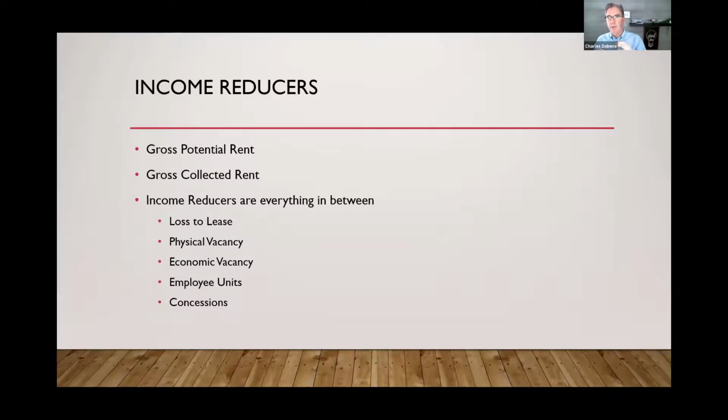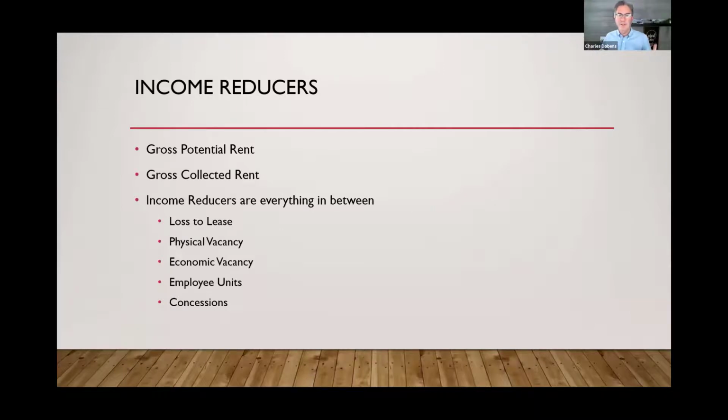So this particular student asked me the question, well, what exactly are income reducers? Can you give me a breakdown on that? Well, here are some of them. Loss to lease. That's what you should be getting for your property versus what you're actually getting for your rental, your one bedrooms, your two bedrooms. The difference between the two, that's loss to lease.